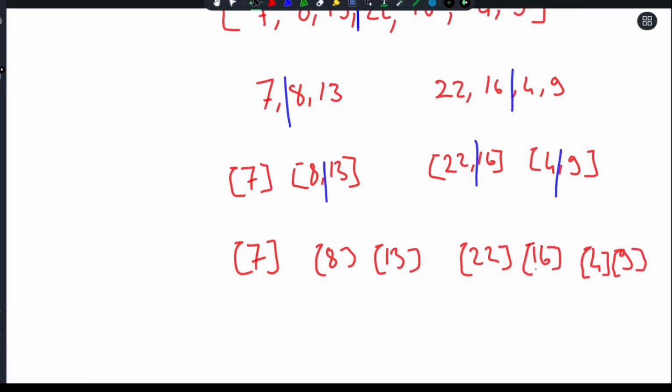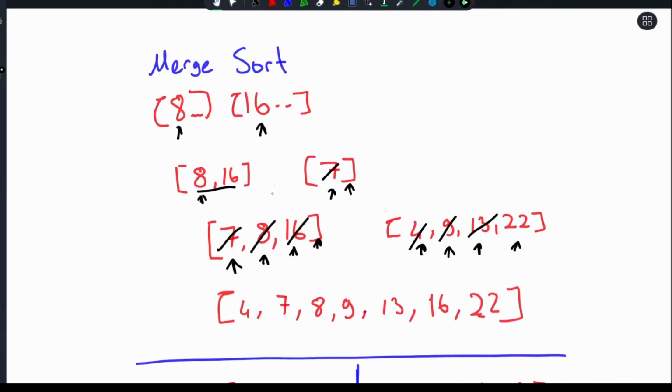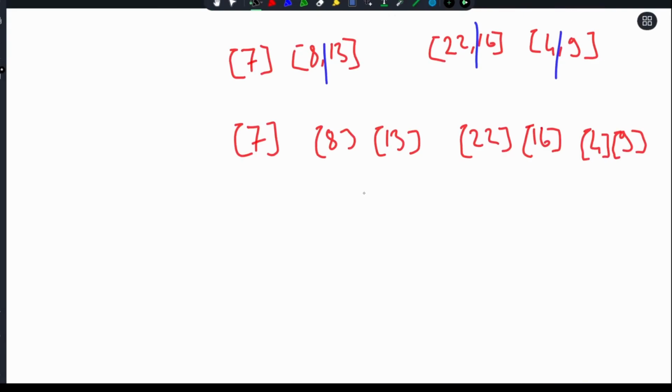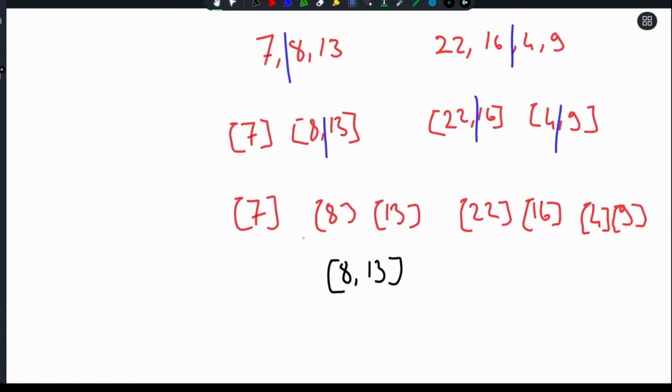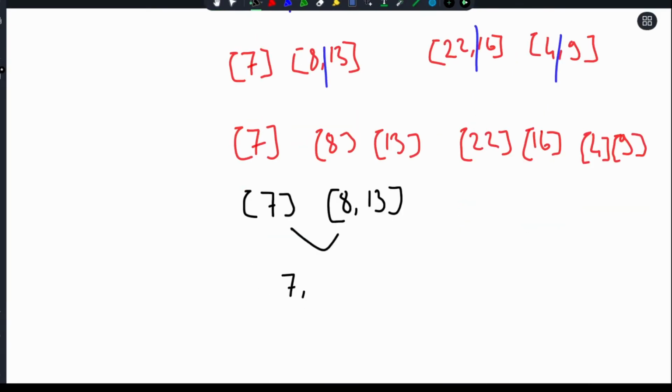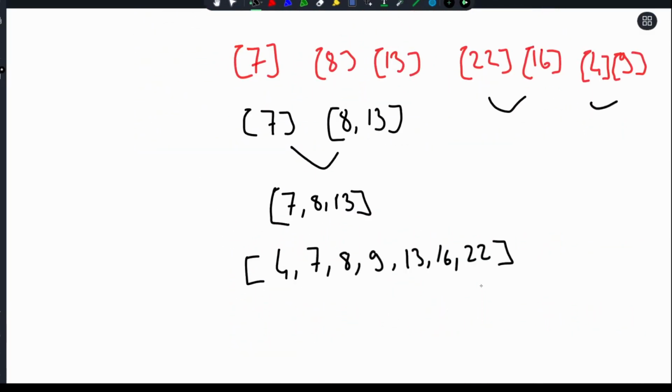Now we can start to compare them, just like we explained above, like 8 and 16 right here. We can combine 8 and 13 because 8 is smaller than 13. This is going to be one array. Now we can do the same thing here. 7 is here, so we combine them into an array. It becomes 7, 8, and 13. And we keep doing this for both sides, all of them. At the end, we will get to the same sorted array that we got here.